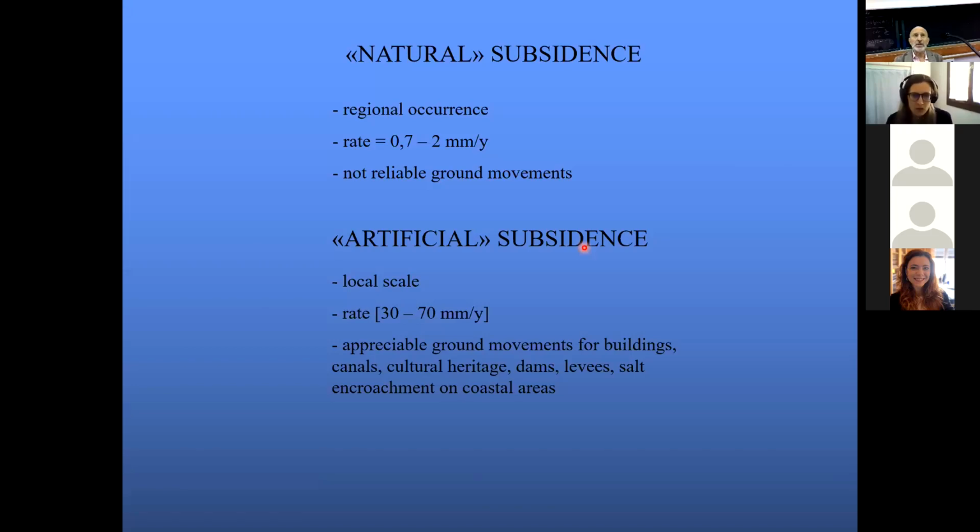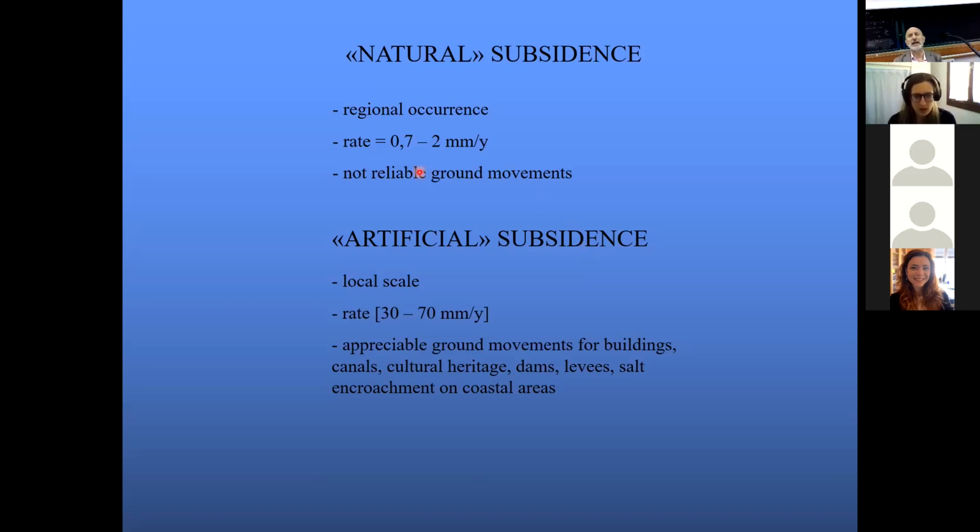Not only the watering, but all other very important consequences are related to the overexploitation of the aquifer. One of them is subsidence. You know that subsidence is a geological process, a natural process by which the ground is subjected to a lowering of elevation.